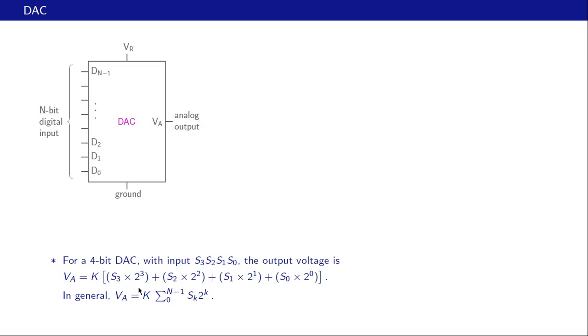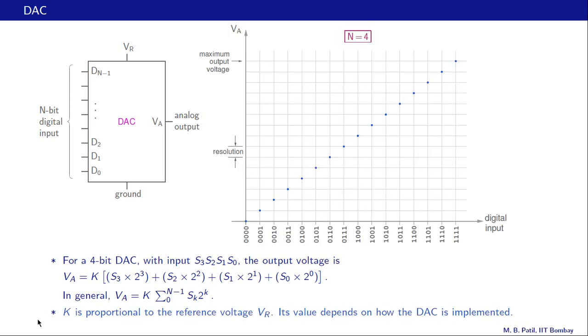The higher bits get a higher weight and the lower bits get a lower weight. And this scaling factor K here is proportional to the reference voltage VR, this one. Its value depends on how the DAC is implemented.